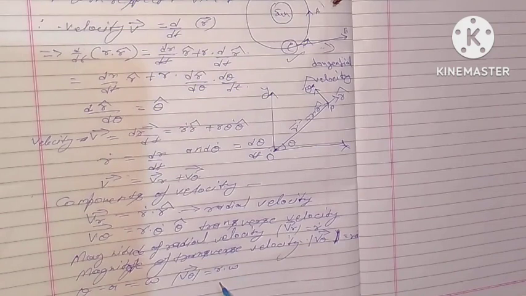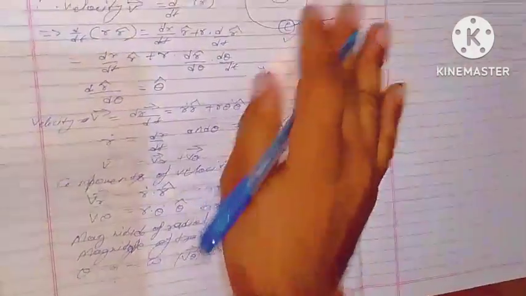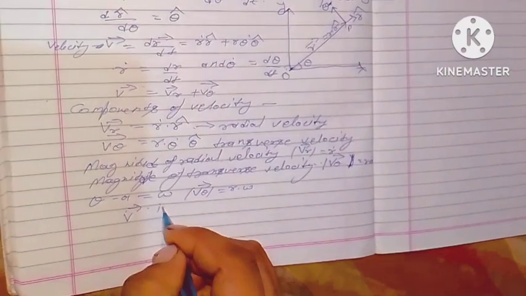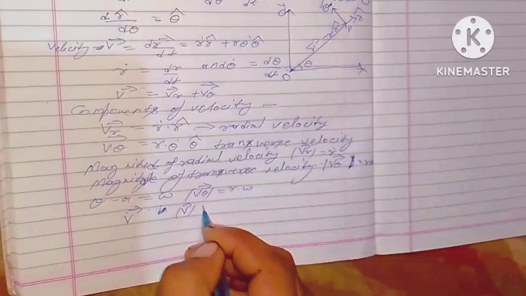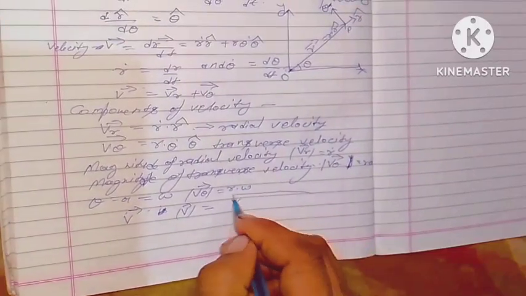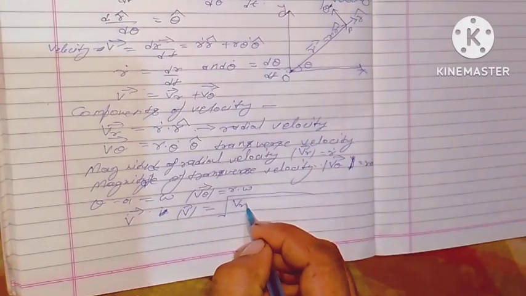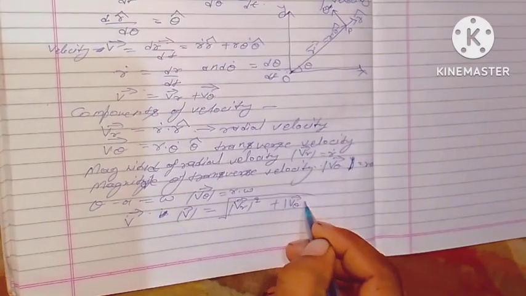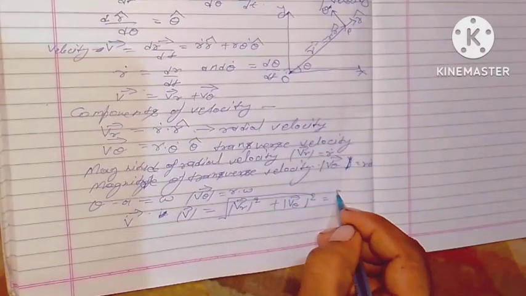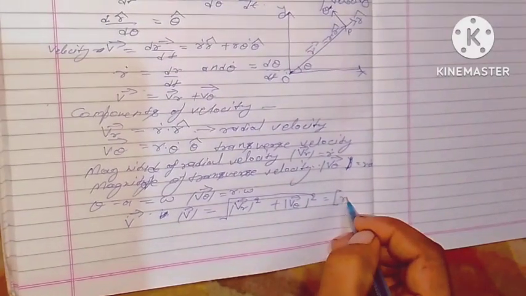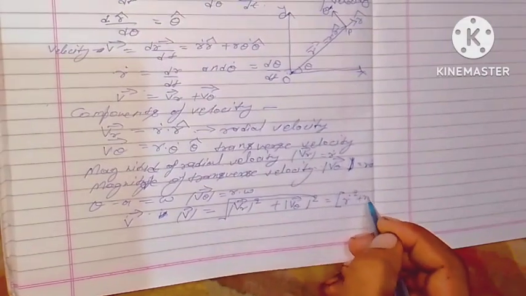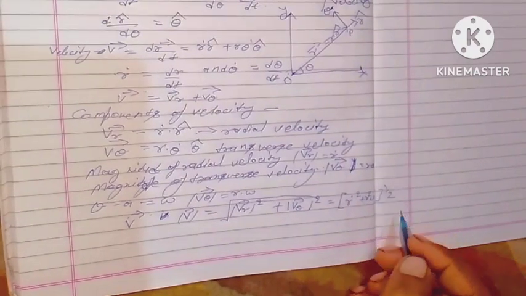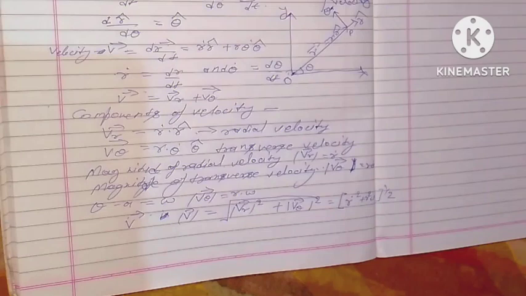The magnitude of velocity v. The magnitude of velocity vector v equals the square root of vr square plus the magnitude of v theta square, which equals the derivative of r square plus r square into the derivative of theta square, whole power 1/2. These are the components of velocity.